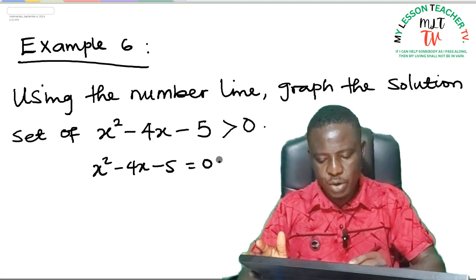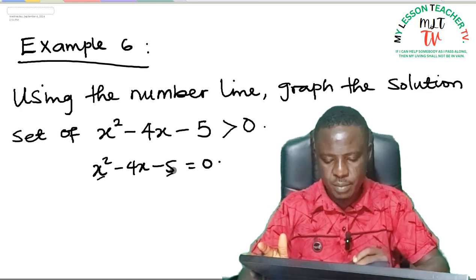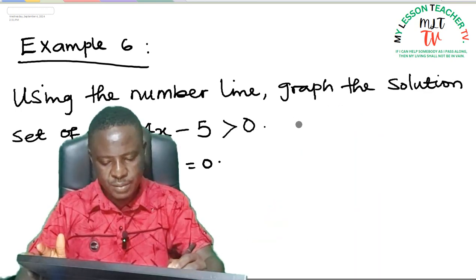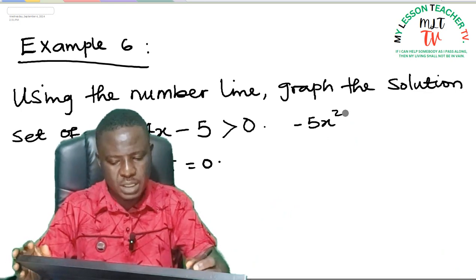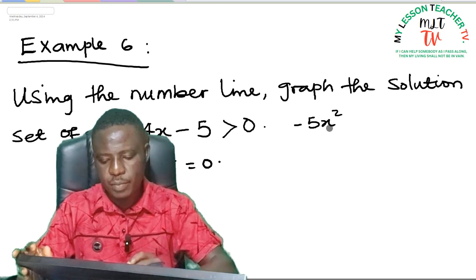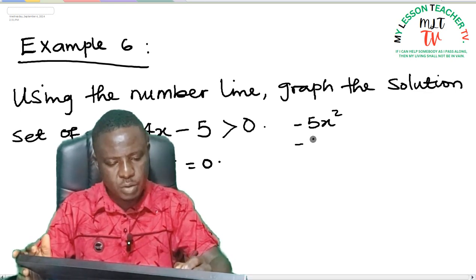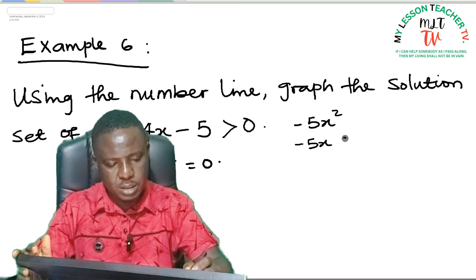Look for two terms that when you multiply them together, it gives you the product of the first term and the last term. And when you add them together, it gives you the middle term. So the product of the first term and the last term gives us minus 5x squared. So what are those two numbers that when you multiply them together, it gives you minus 5x squared, and when you add them together, it gives you minus 4x? This should be minus 5x and plus 1x.